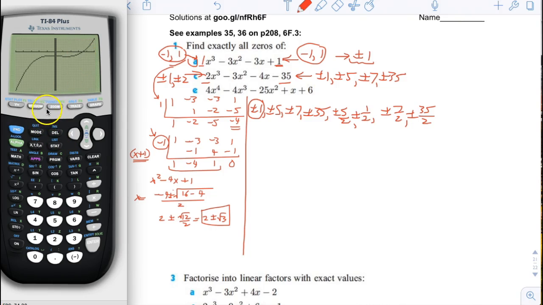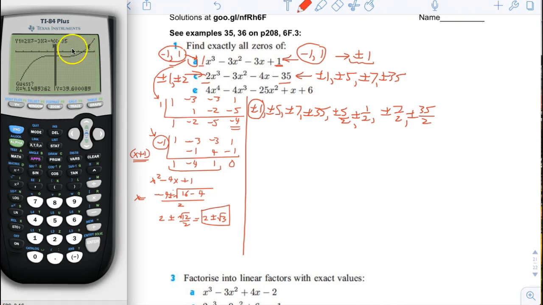Let's find out. We'll do second calc 0, enter, left bound. So I need to place the cursor somewhere to the left of this intersection. It's already to the left, so I'm going to hit enter. The right bound, I want to put it slightly to the right of the intersection. And then it asks me for a guess. It doesn't matter where the guess is because there's only one intersection.